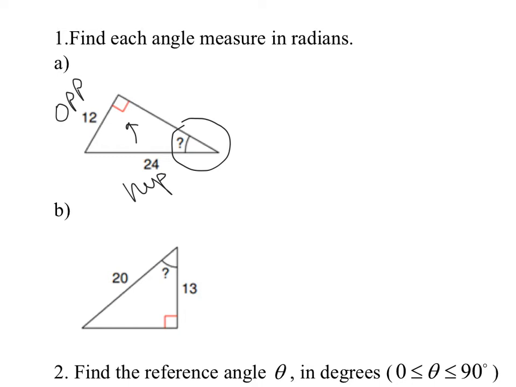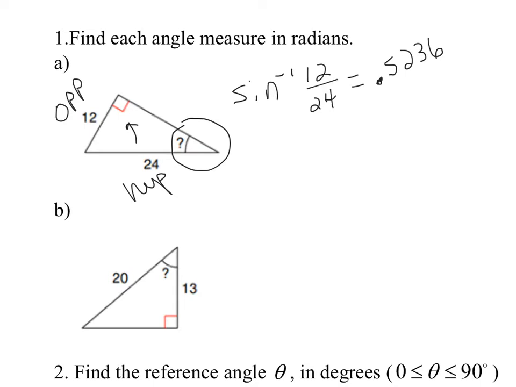The way we find the angle measurement is we're going to use the inverse trig function. Since I have an opposite and a hypotenuse, I'm going to use the sine inverse function. Then I write down my ratio, which is 12 over 24, and I put that in my calculator, and I get this decimal, 0.5236, which is the angle measurement in radians.